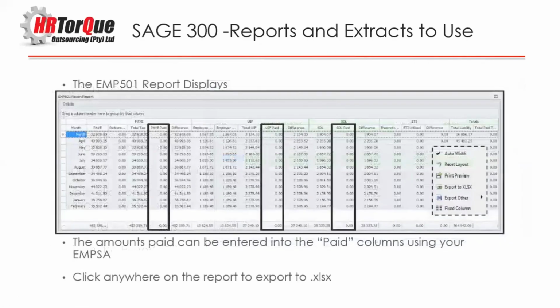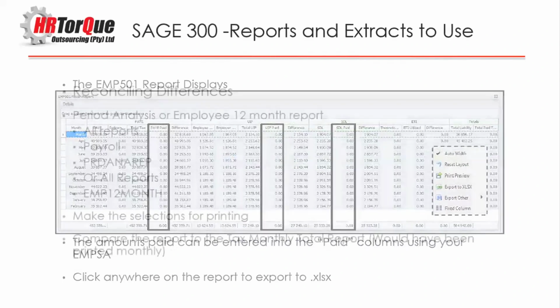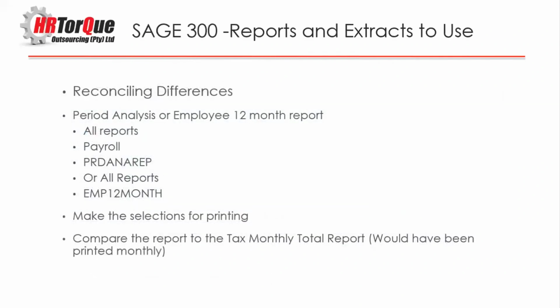The result looks very much like the Sage VIP report and allows similar functionality in that we can capture into it the PAYE values, the UIF values, and the SDL values that were paid. And we can then use this report to check and sign off our balancing to make sure that everything has balanced. Where we have reconciling differences, there are reports that we can use to have a look at those.